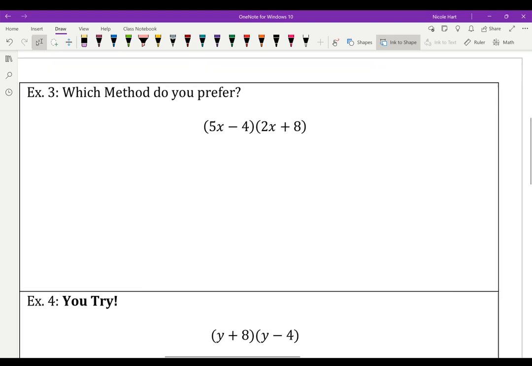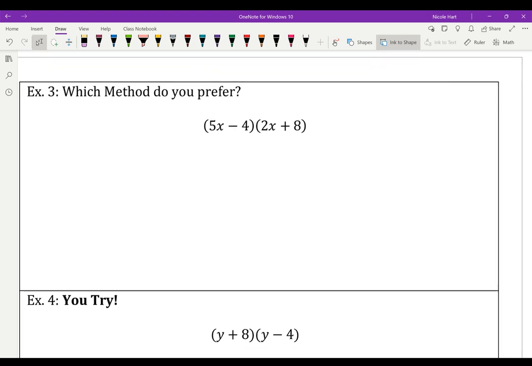All right, we are going to look at a few more examples. Once you figure out which method you prefer, whether it's FOIL or box method, distributive property, it does not matter to me for my students. It does not matter to me which one you do as long as you're really good at it. So looking at those two, go for whichever one you feel strongly about, that you understand clearly. I'm going to do this next example using both methods.